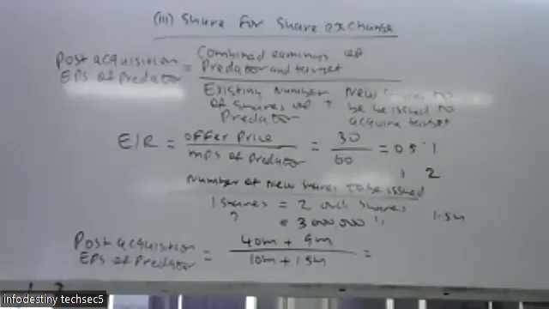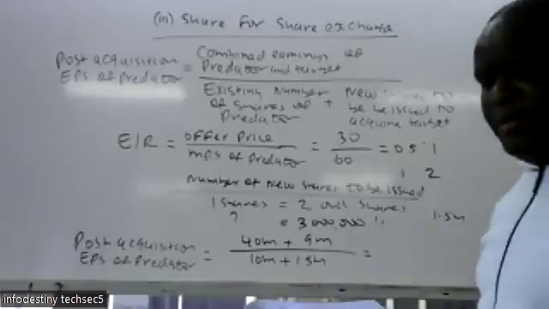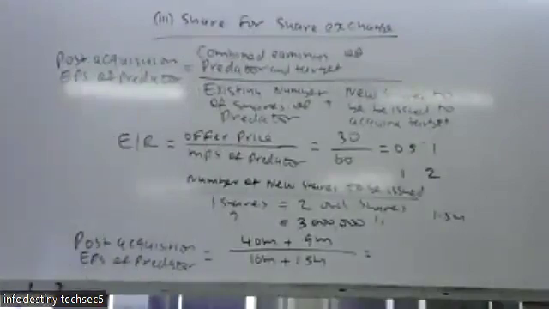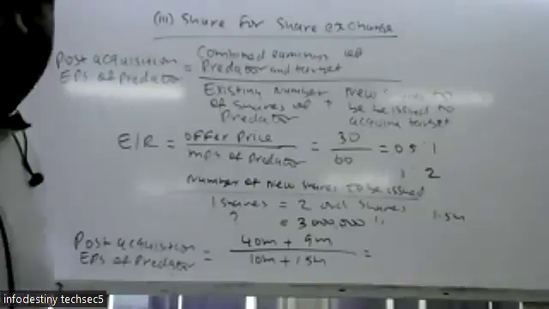So combined earnings, you simply add the net income, 40 and 9 millions. Then the existing number of the ordinary shares of the Predator are 10 million. The new shares to be issued is 1.5 millions.